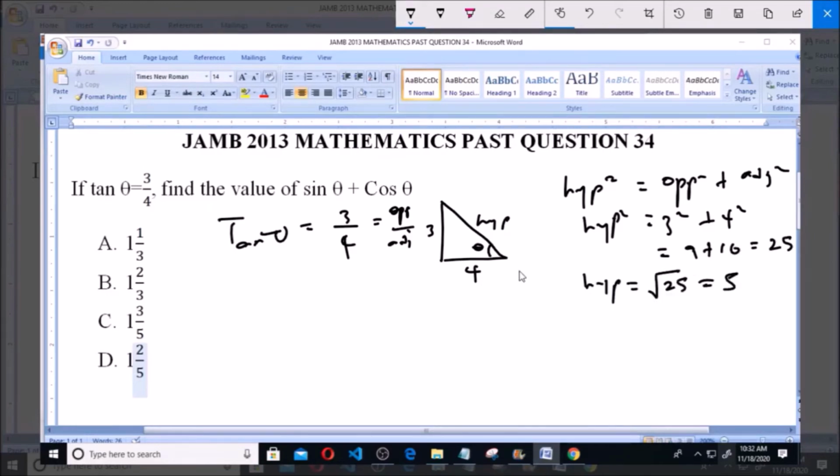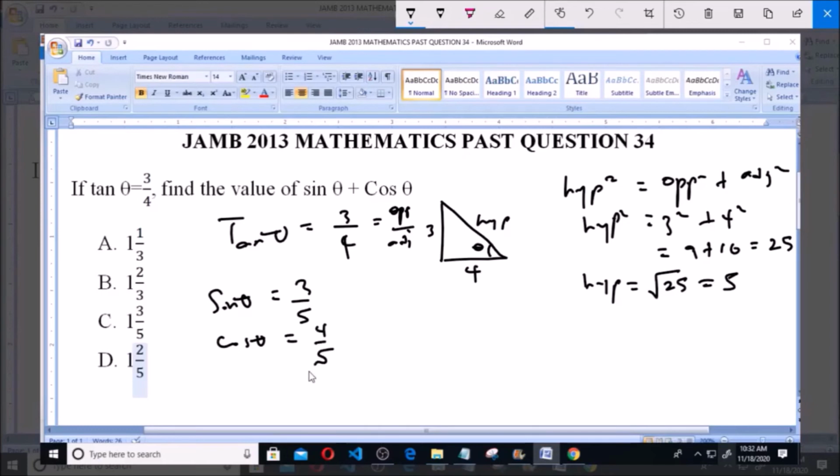So the hypotenuse now is equal to 5. Now the question says we should find the value of sin theta plus cos theta. Now sin theta is equal to opposite over what? Hypotenuse, and that is 3 over 5. Then cos theta is equal to adjacent over hypotenuse, and that is 4 over 5.